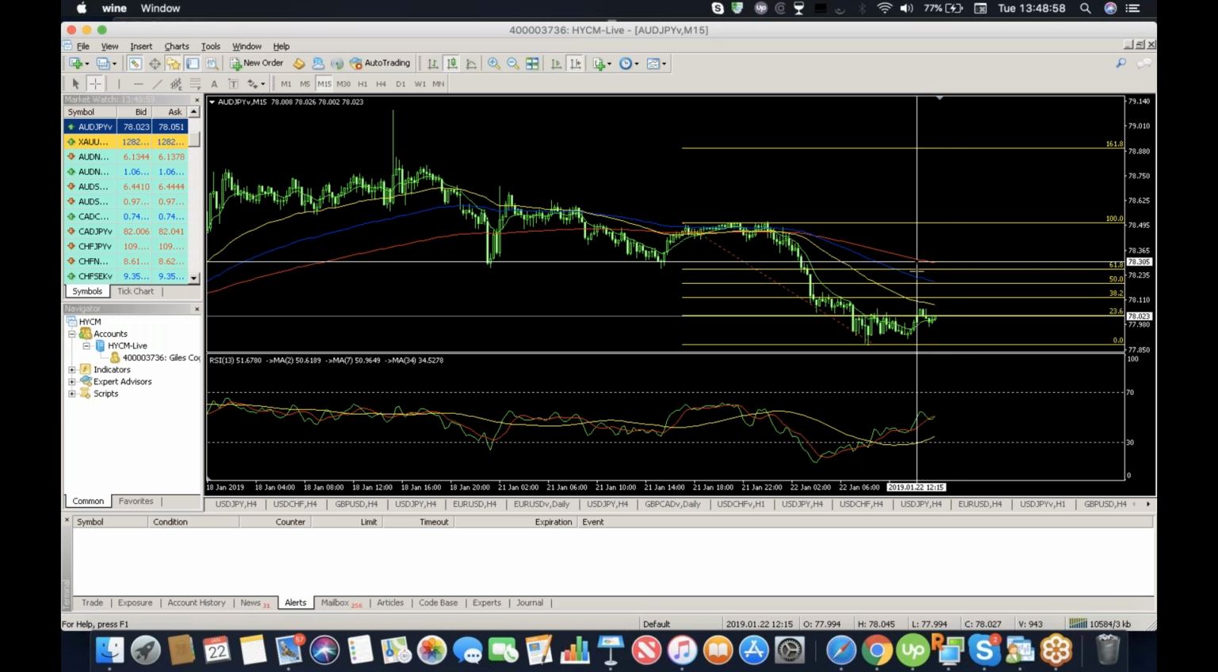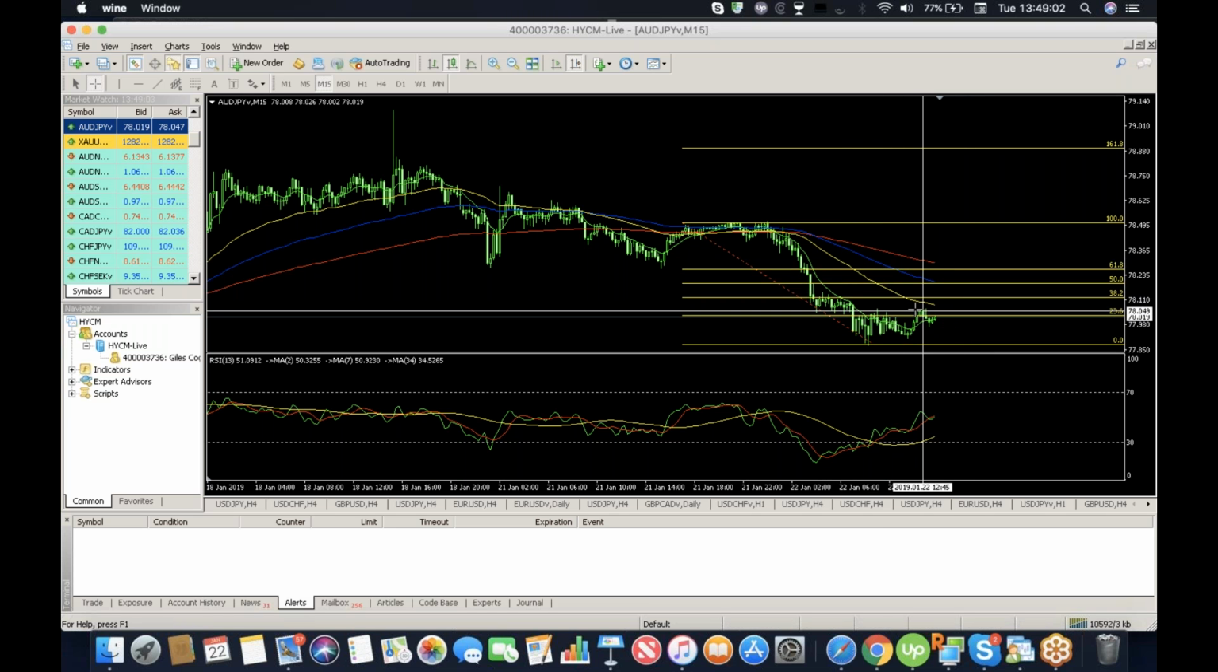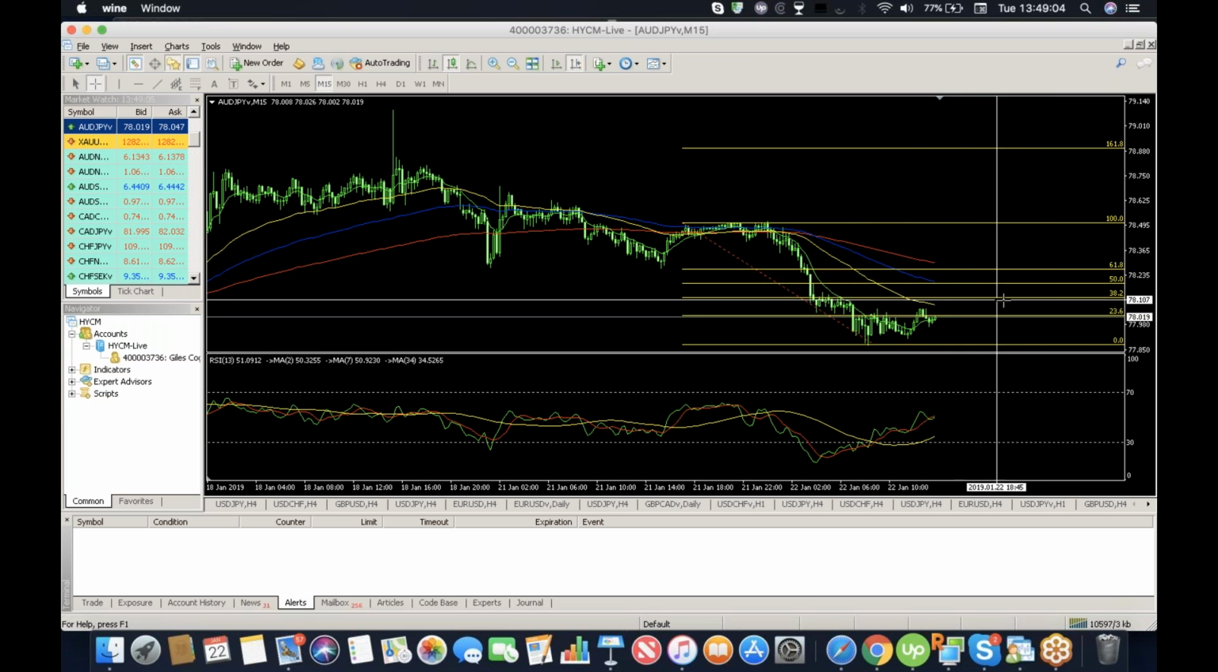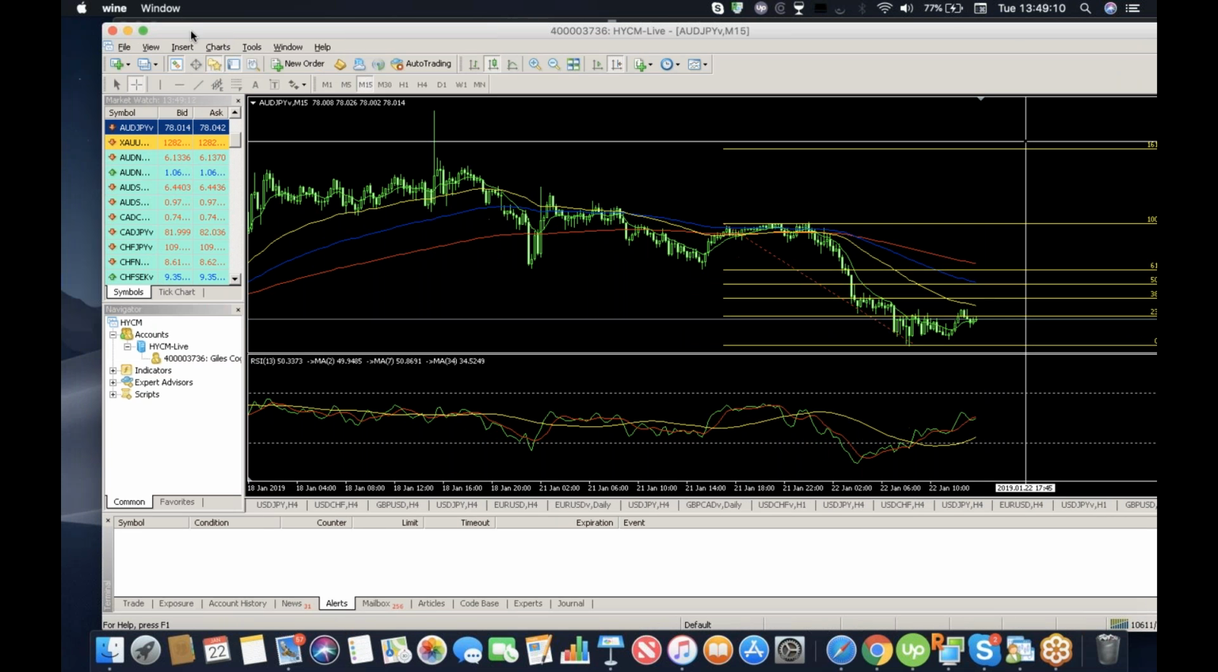So that area will be a key area to look at, and then how it reacts to the 50 exponential moving average potentially would be another good area to get short in. Okay, so that's how you start to define and limit your risk.